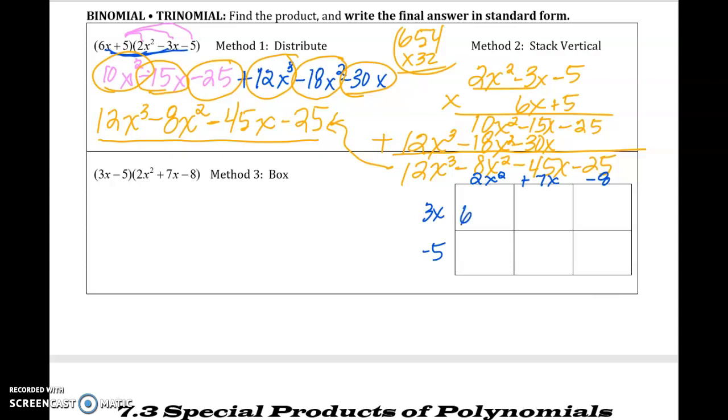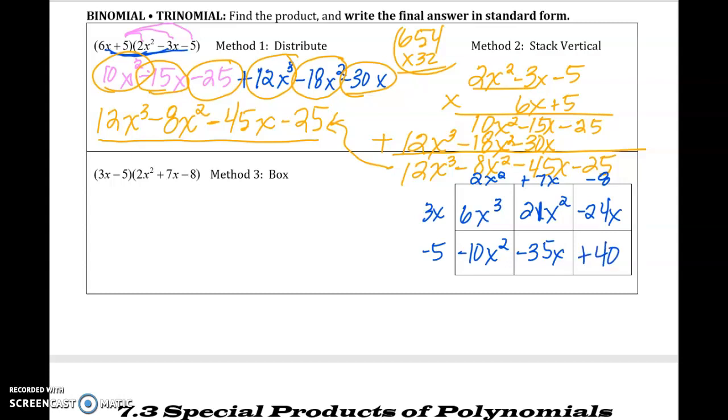3 times 2 is 6. X times x squared is x cubed. 7 times 3 is 21. X times x is x squared. 3 times negative 8 is negative 24x. Then do the same thing with this term here. 2 times negative 5 is negative 10x squared. 7x times negative 5 is negative 35x, and then negative 8 times negative 5 is positive 40.